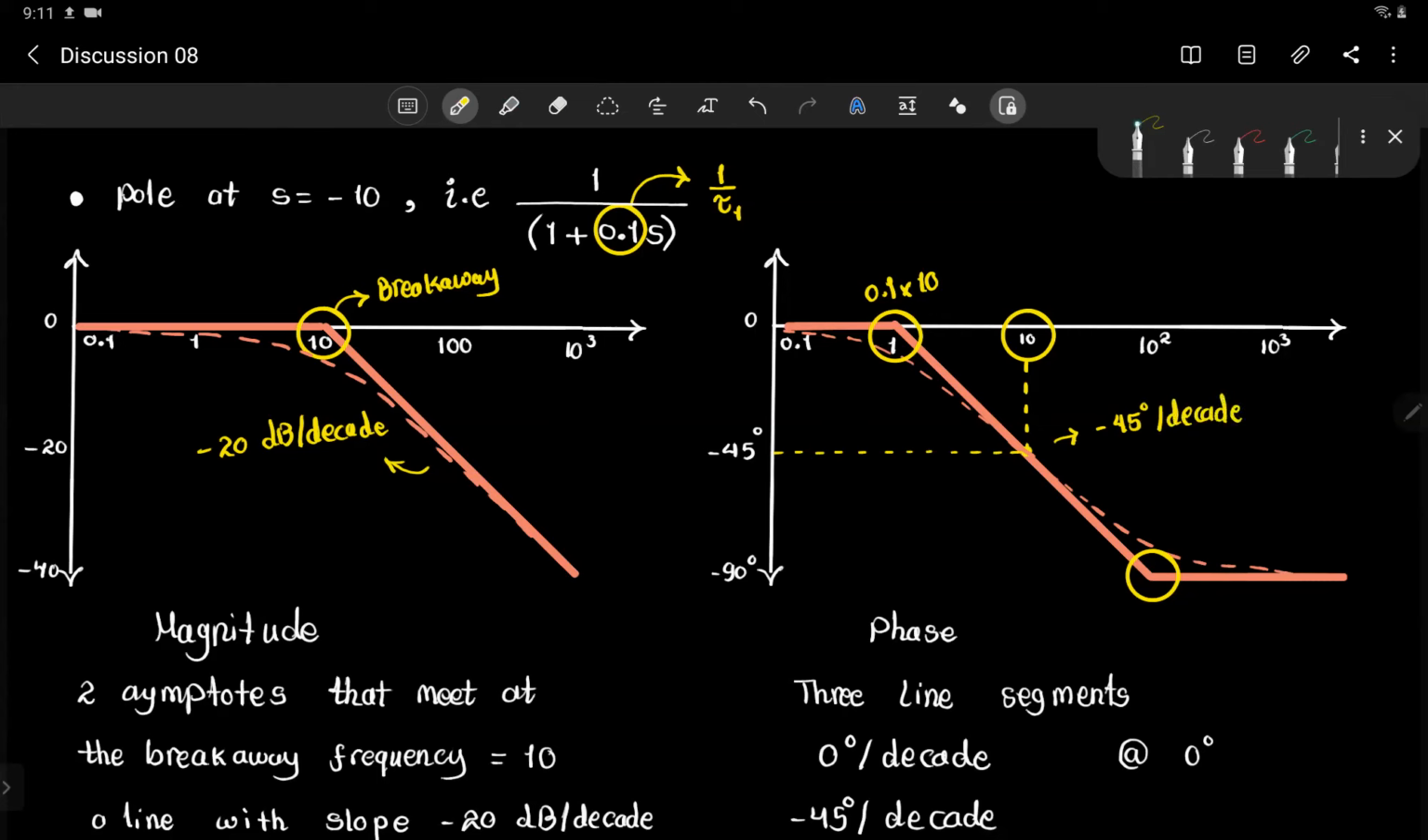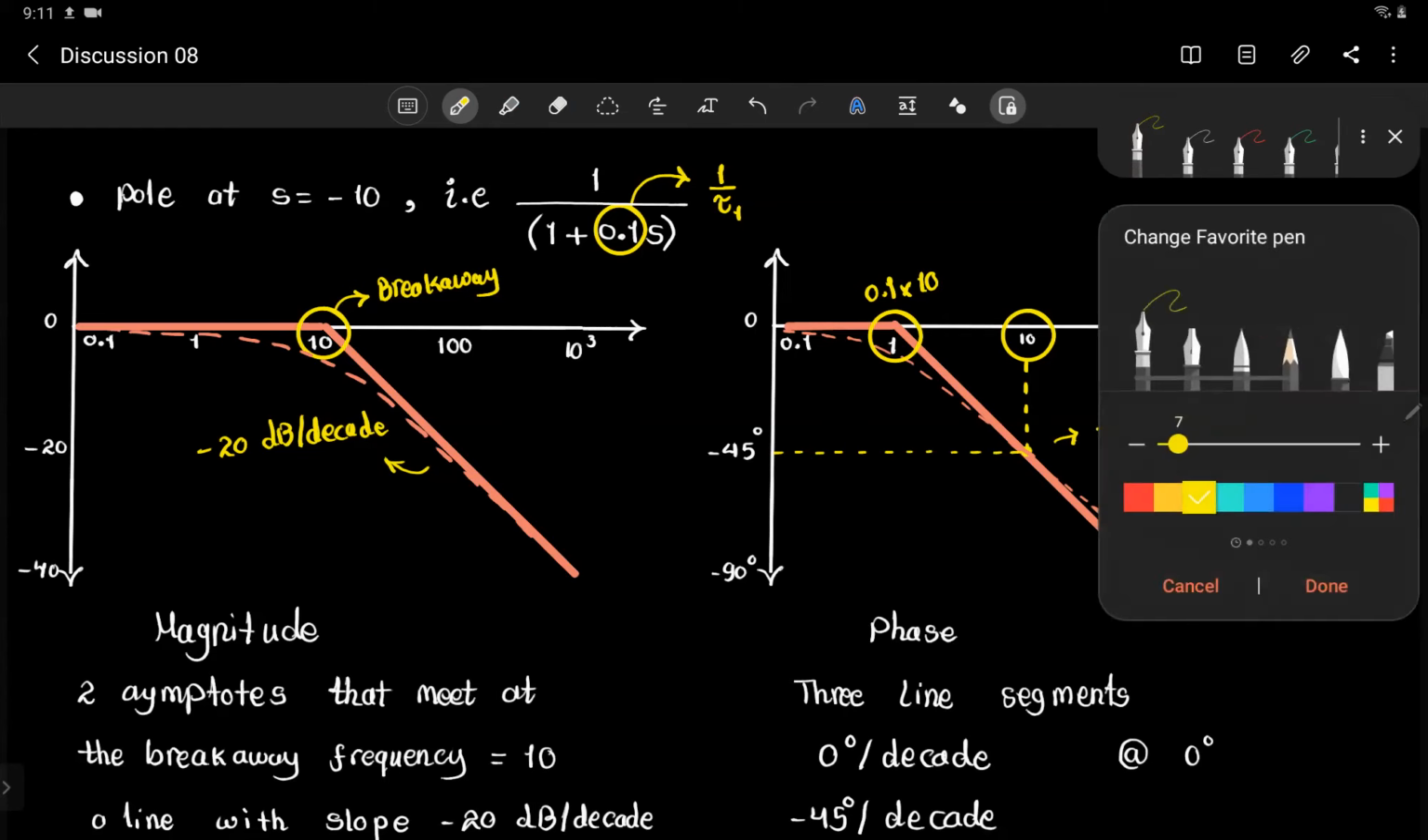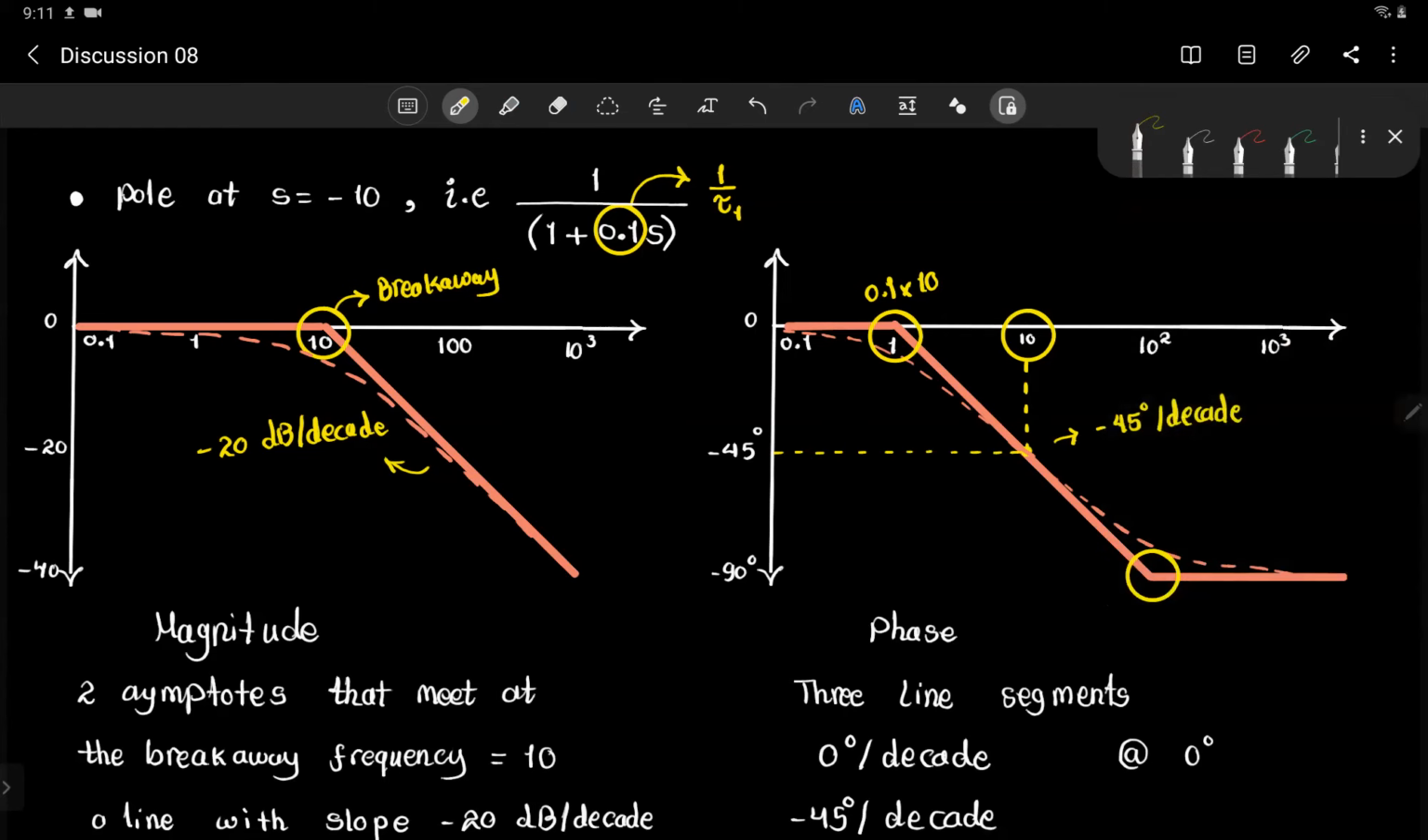Until it reaches the second point, which happens at 10 times the breakaway frequency, which is in this case 100. And then it goes back to a slope of 0 degrees again.